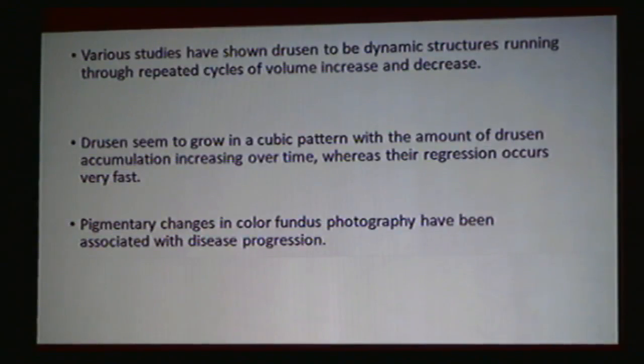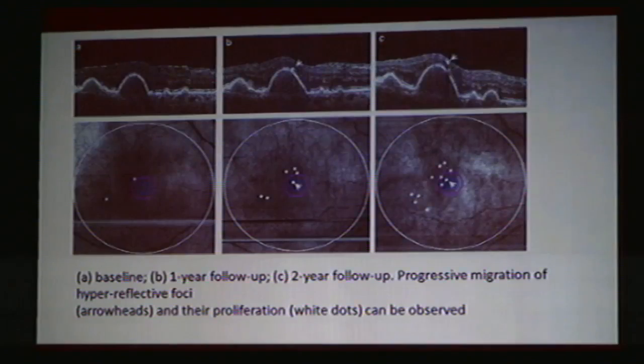There are various studies nowadays showing us that drusen are dynamic structures, and they go through repeated cycles of increase and decrease in volume. They seem to grow in a cubic pattern, and they keep increasing and decreasing. But the important thing here is that the regression occurs pretty fast. Pigmentary changes, as all of us know, are seen on color fundus photographs, and they also suggest disease progression.